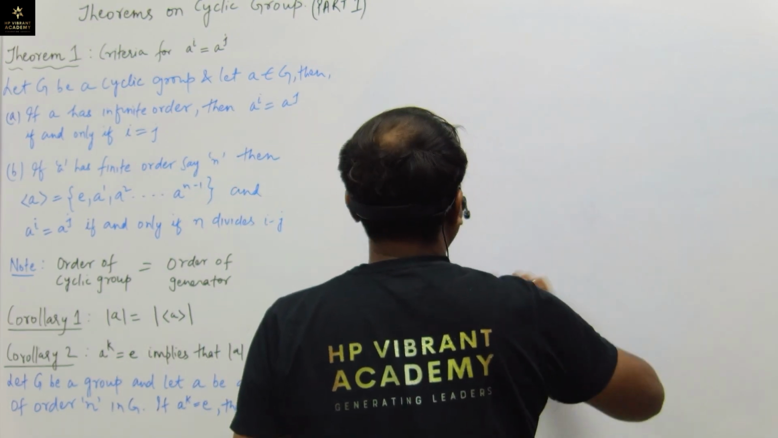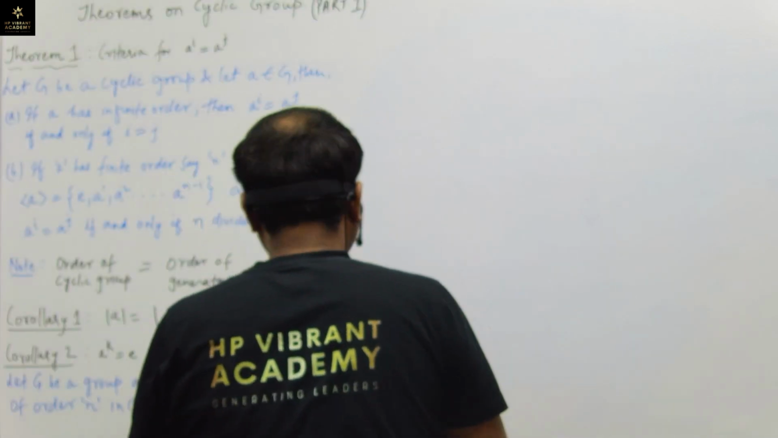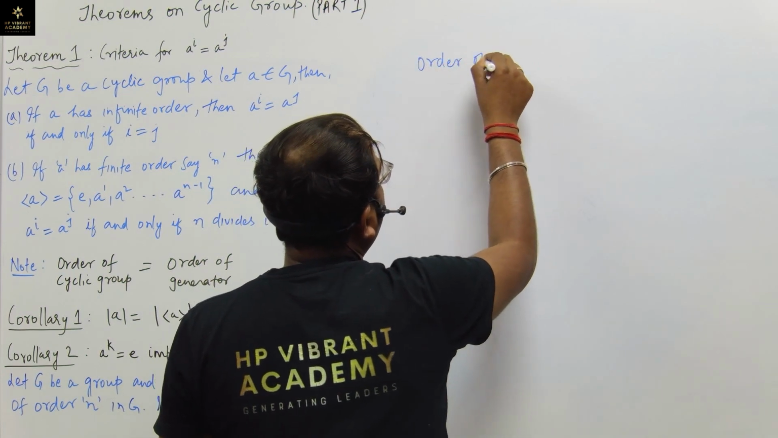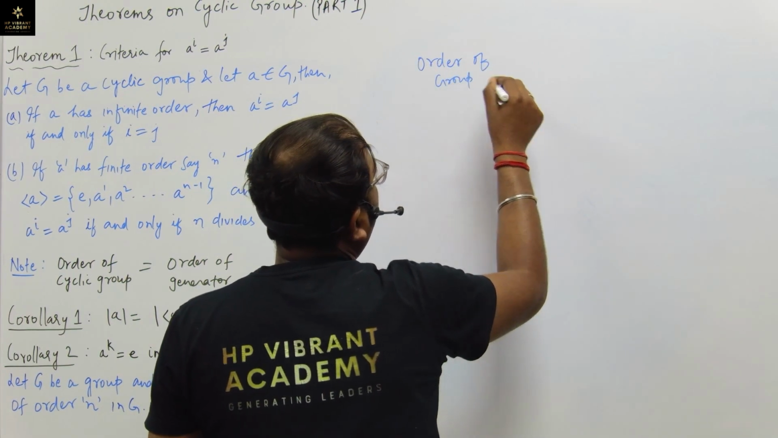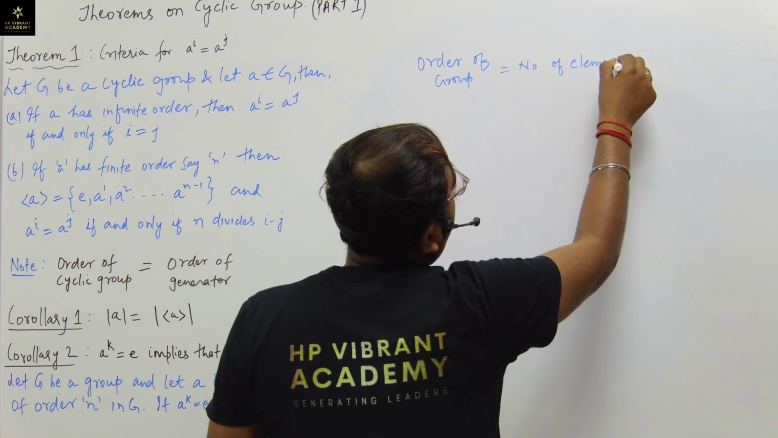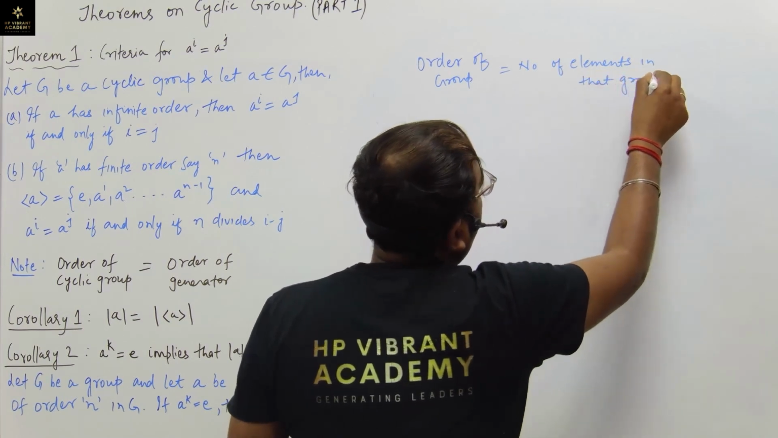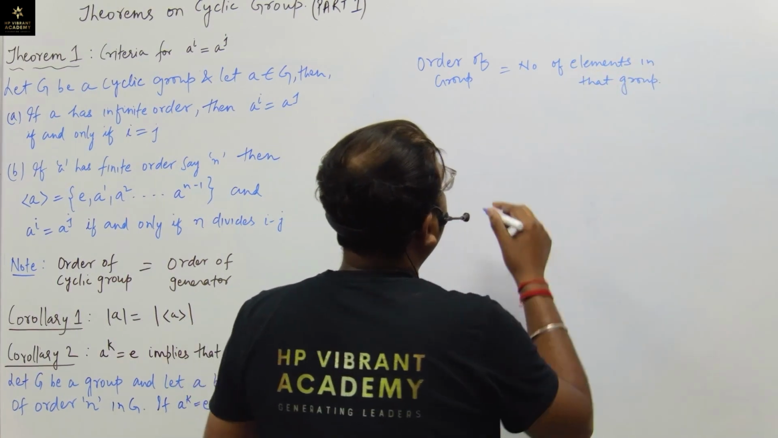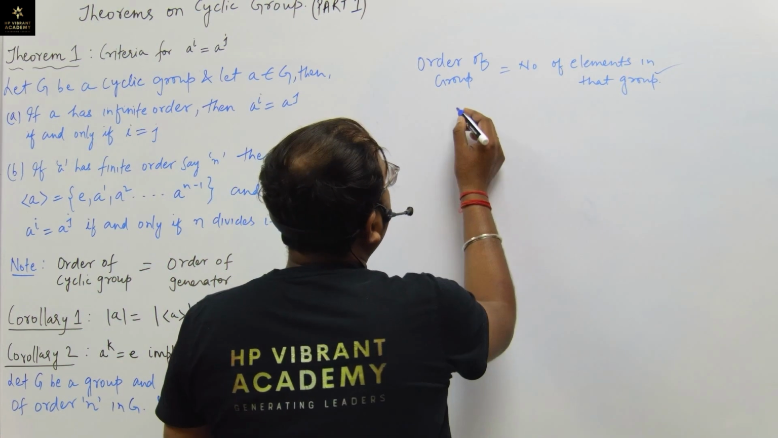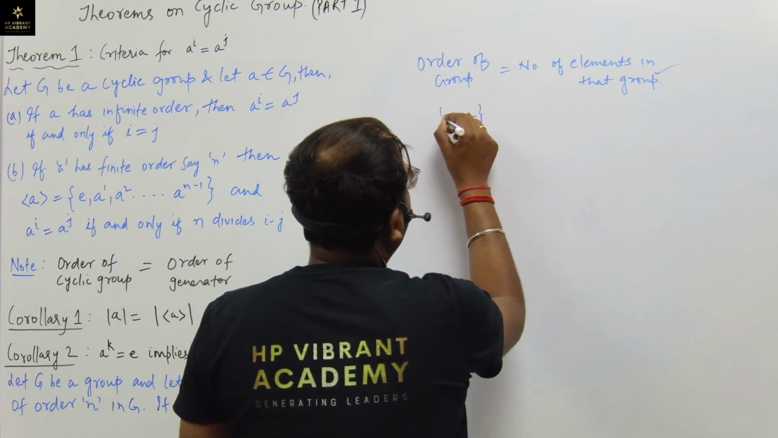Before proceeding further, let us revise the concept of order of group and order of element. Order of group is equal to the number of elements in that group. So order of group is equal to number of elements in that group. Let us take an example. The set of integers under addition forms a group.